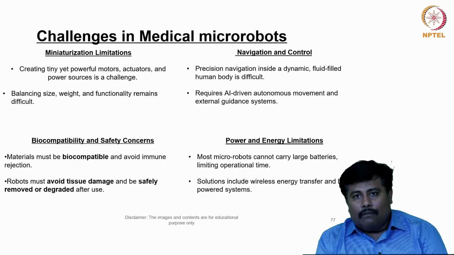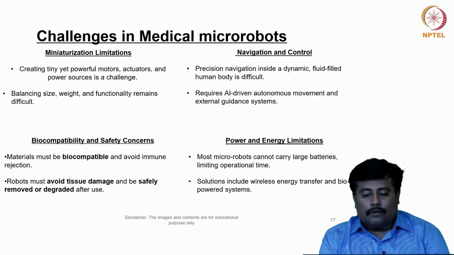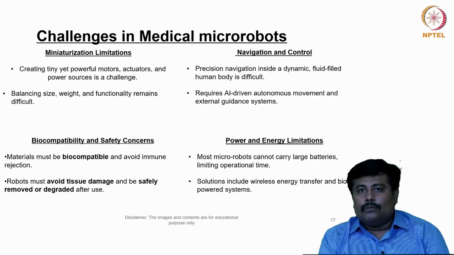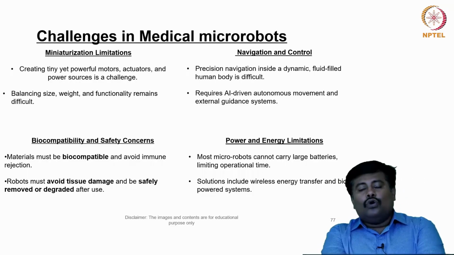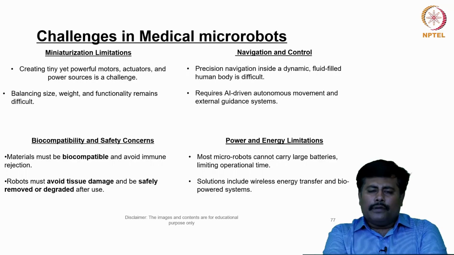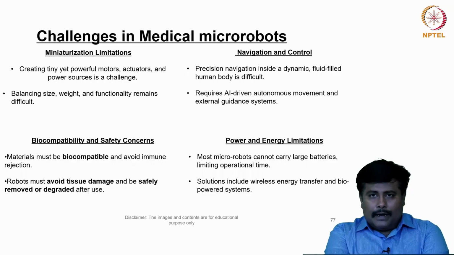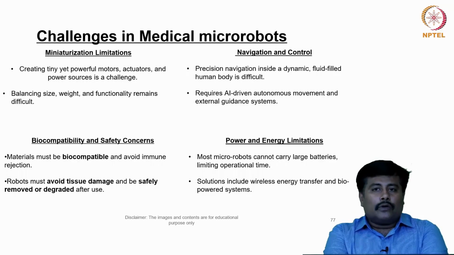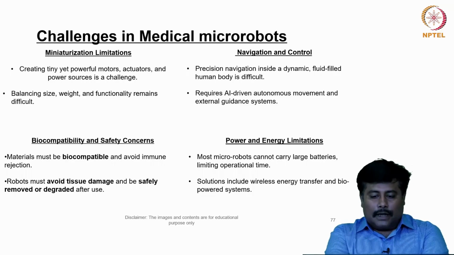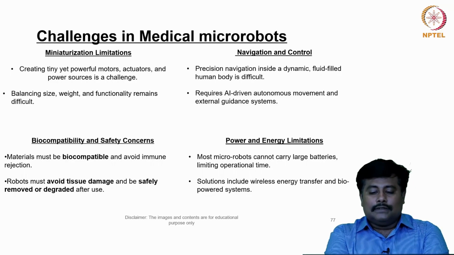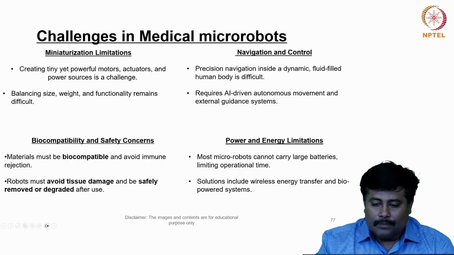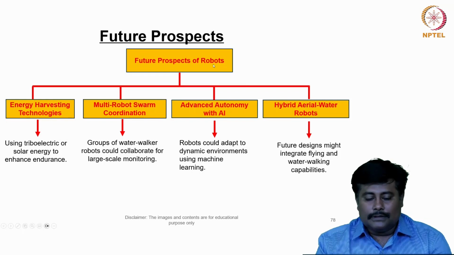With reference to power and energy limitations, power management plays a vital role from a micro robotic perspective, especially in medical applications. Most micro robots cannot carry large batteries, which limits the operational time. The solutions include wireless energy transfer and biopowered systems, which are considered some of the key limitations.